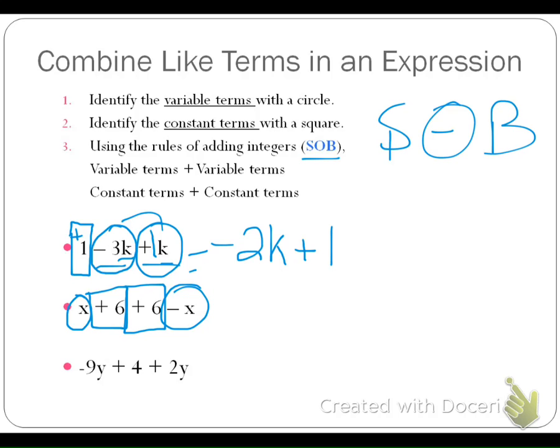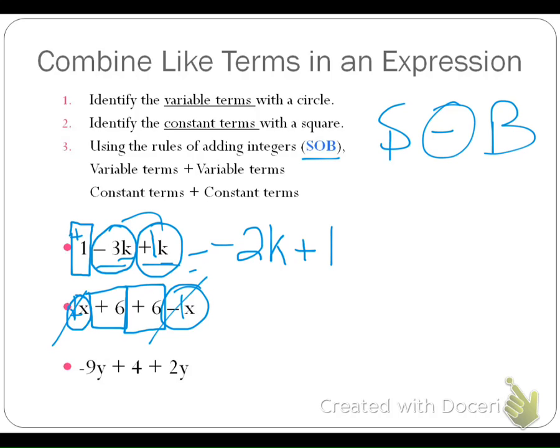Alright, if you've identified all your terms correctly, now you're ready to combine. We always combine your variable terms before your constant terms. So we combine the variable term of positive x and negative x. And we said before the coefficients are 1, but notice you have a positive 1 and a negative 1. Do you remember what that's called? It's a zero pair. They cancel out. They equal 0. So now we just have our constants to combine.